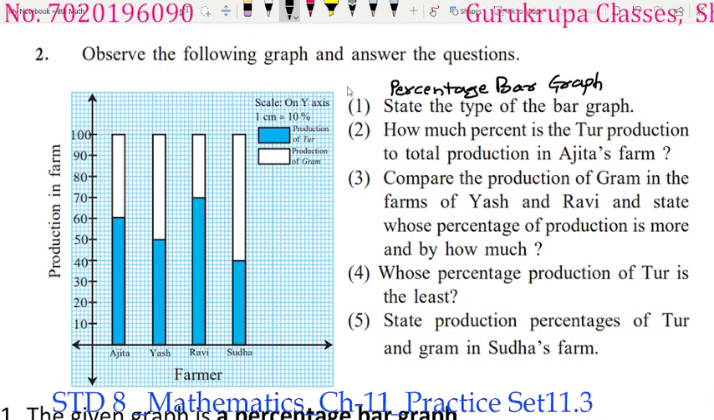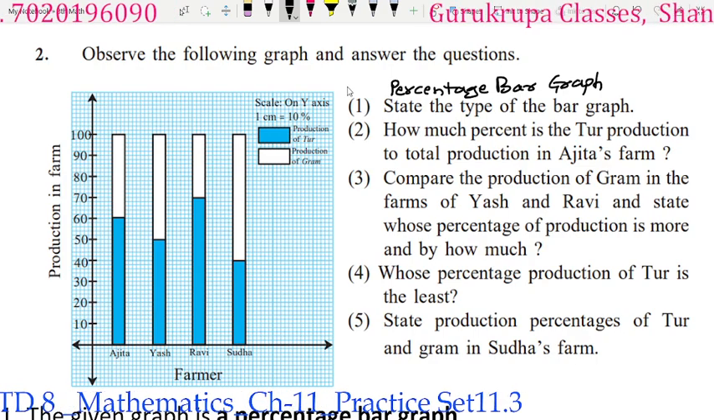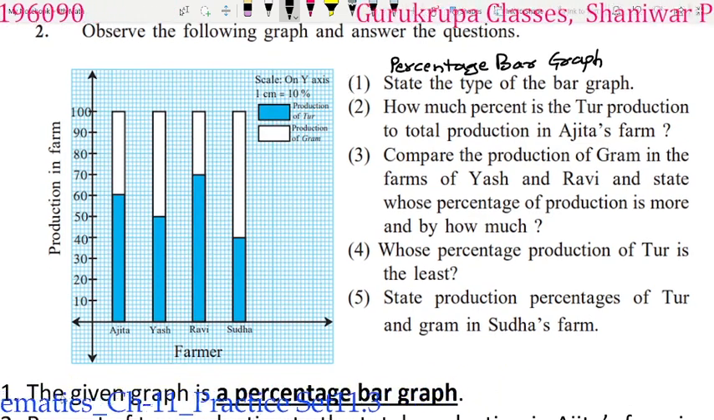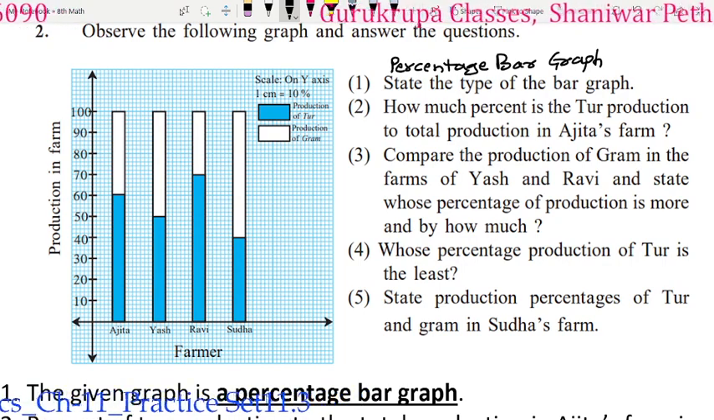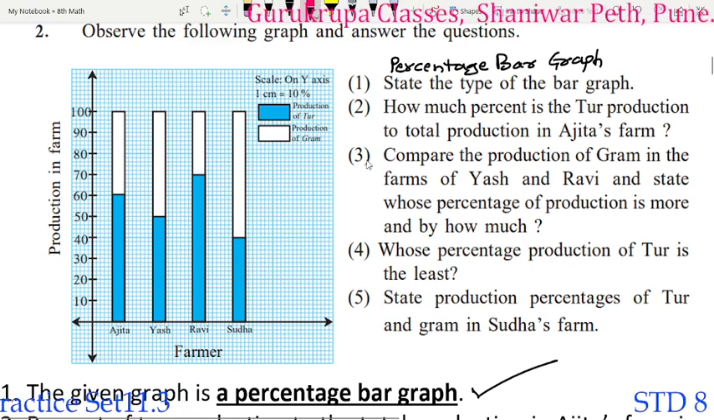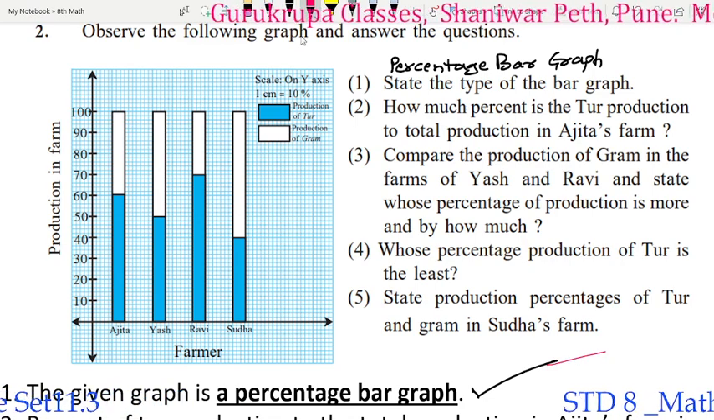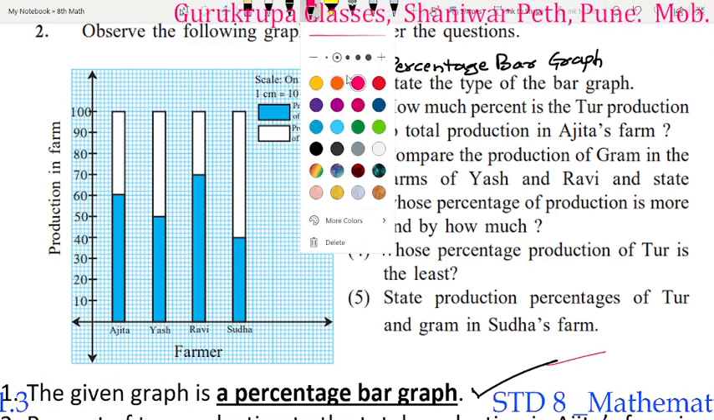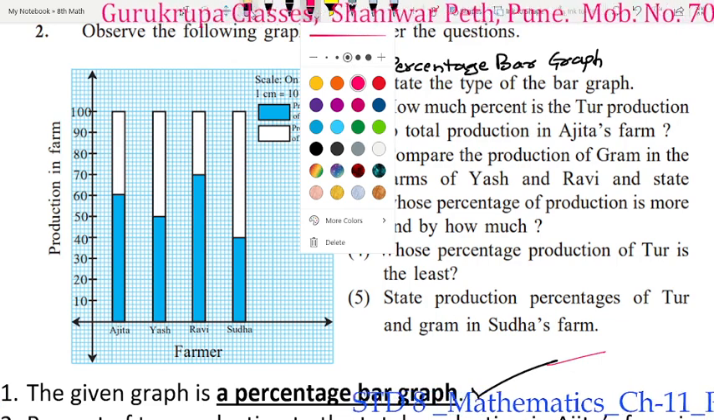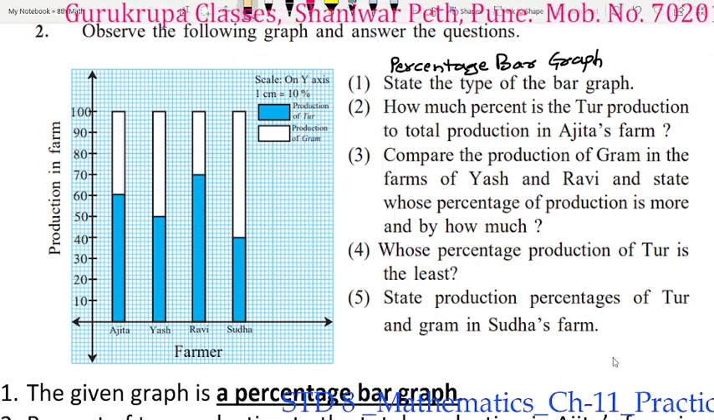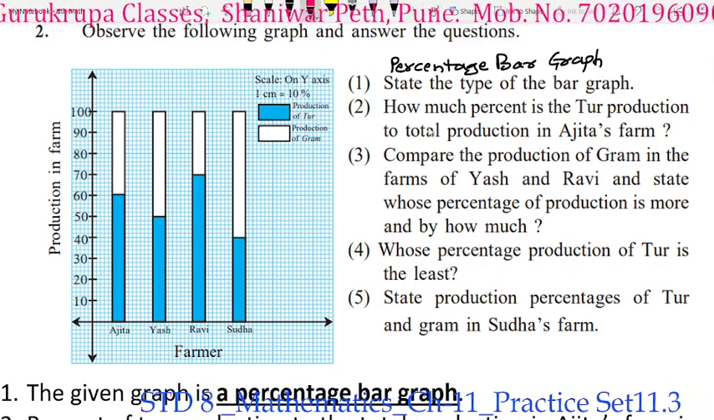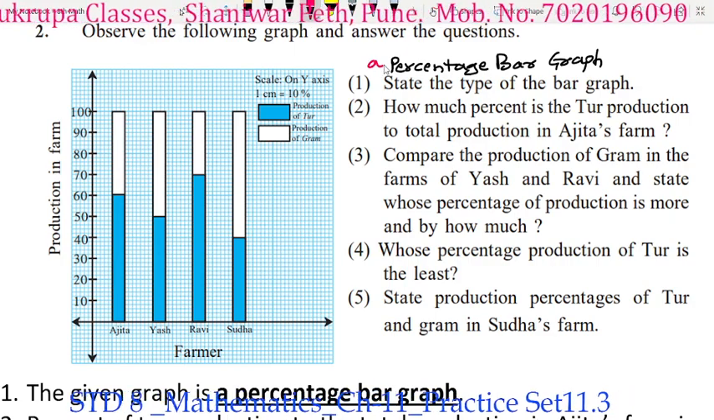Second, how much? So here we can write down the answer as given at the bottom. The given graph is a percentage bar graph. So at the bottom, the answers are provided to you. In the exam also we can write, if there are empty spaces, then you can write down only the words, percentage bar graph.